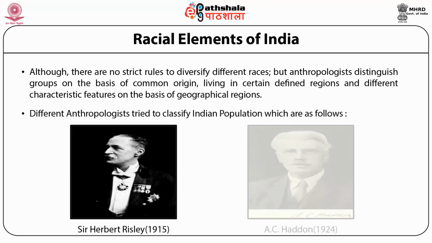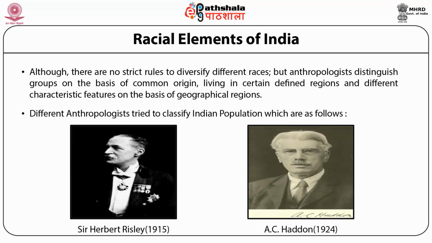When it comes to A.C. Haddon, he classified the racial elements in India into the following types. They are mainly the Himalayan region, which has Indo-Aryan and Mongoloid; the Northern Plains or Hindustan region, which consists of Indo-Afghan; and the Southern Plateau or Deccan region, which consists of Negrito, pre-Dravidian and Dravidian, Southern Brachycephalics and Western Brachycephalics, etc.